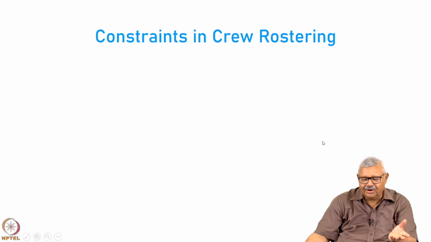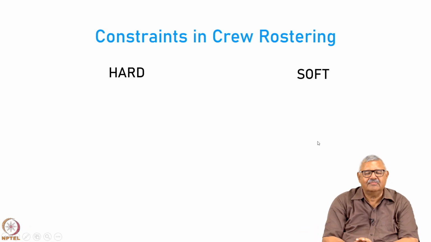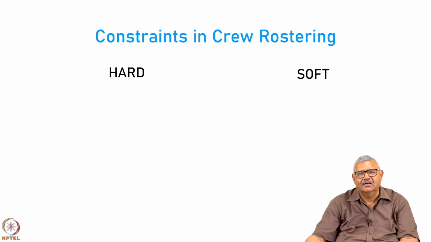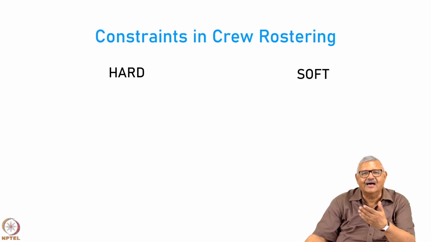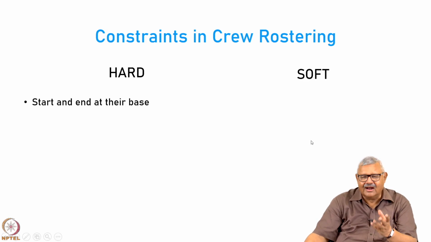Now, as you must have already imagined, there are lots of constraints when you go for crew rostering. You can broadly classify them under two subheadings: hard constraints, which definitely have to be met, and soft constraints, which are desirable. If you meet them, it is good. So, what are the hard constraints?